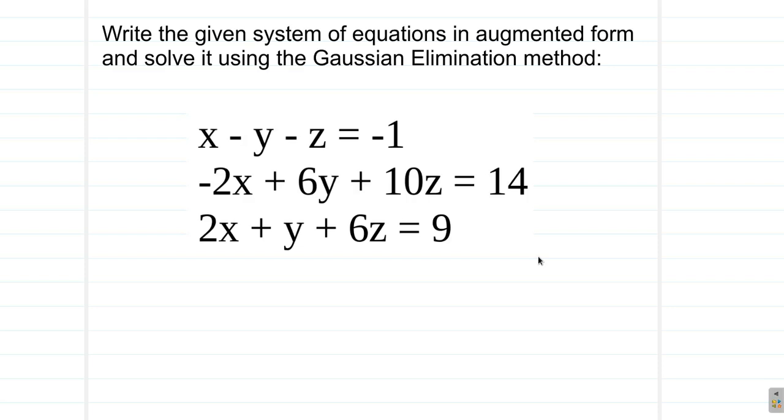Write the given system of equations in augmented form and solve it using the Gaussian elimination method. Now, I did some work on this before, and what I got were x equal 1, y equal 1, z equal 1. So they are all 1s. I'm going to ask you to pause the video, write the question down, and solve it and see if you get the same thing.